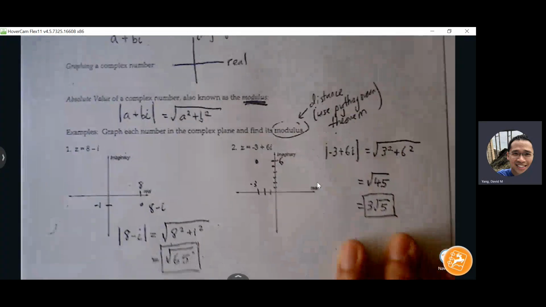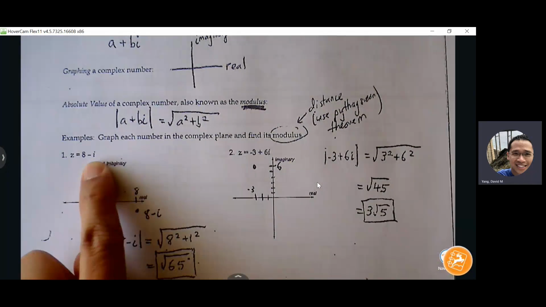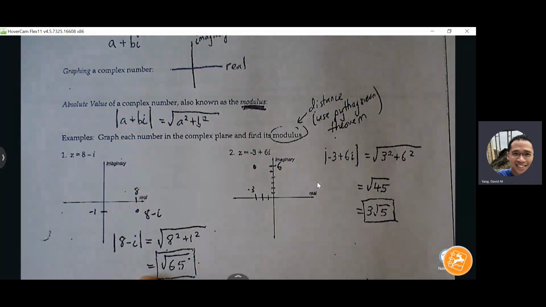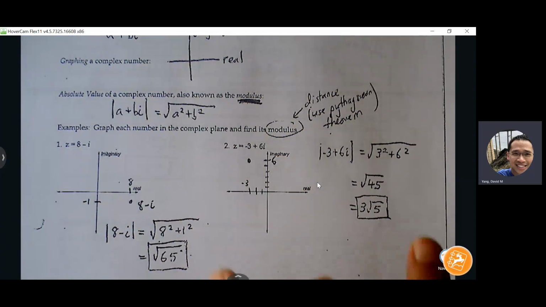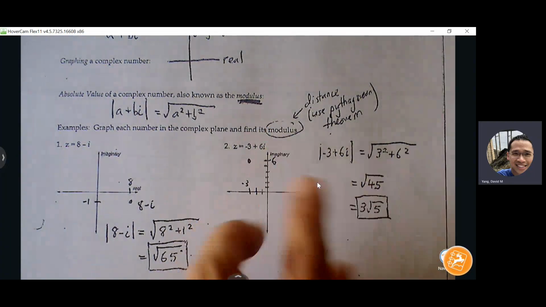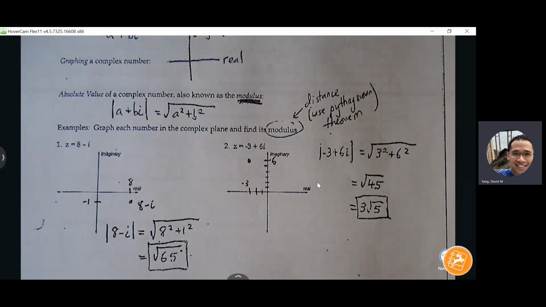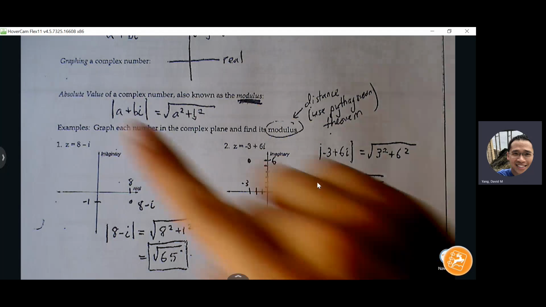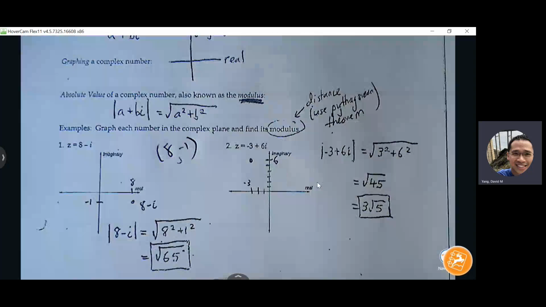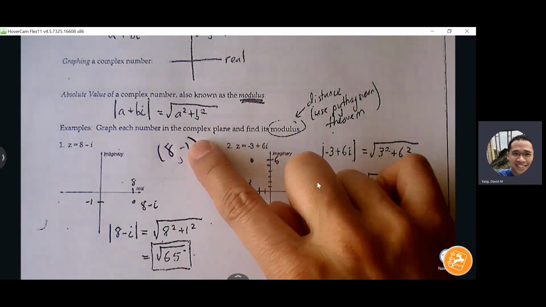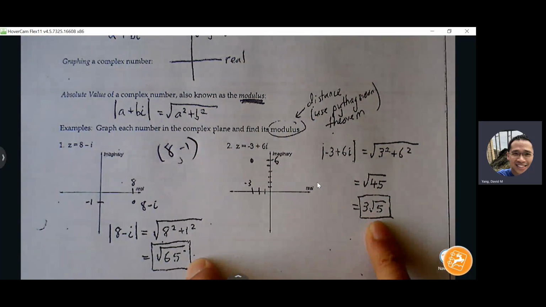So everything feels familiar, right? 8 minus i, same thing as 8 comma -1. And then just find the Pythagorean theorem. Again, when you go through this process, you ignore the i. Just understand the i is to help you identify the y value, but you're not going to involve i. So imagine this 8 minus i is just 8, -1. You're just plotting that ordered pair. And you're just using these numbers to help you get to your modulus or magnitude.